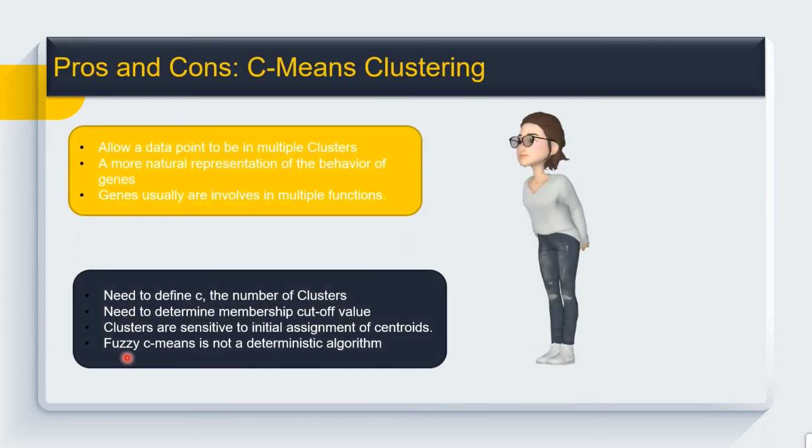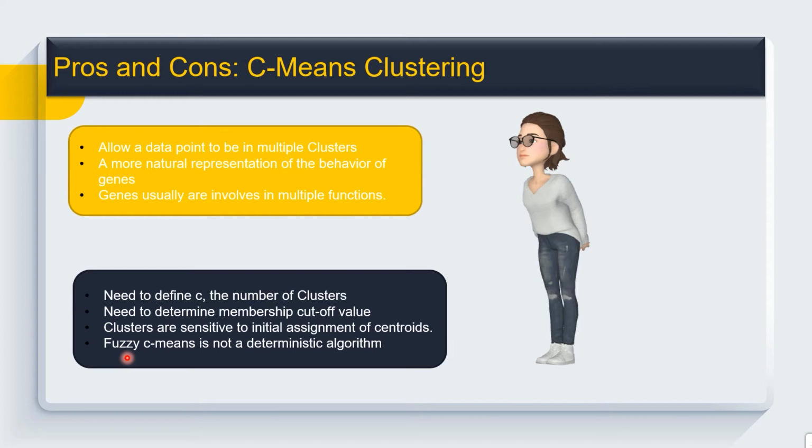Now again, we have the pros and cons of fuzzy C-means. First of all, it allows a data point to be in multiple clusters. That's a pro. It's a more natural representation of the behavior of genes. Genes usually are involved in multiple functions. So it is a very good type of clustering when we are talking about genes.